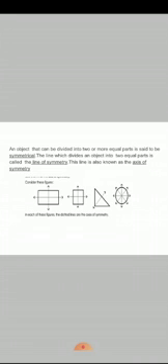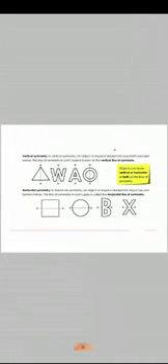See children, once again, the line which divides an object into two equal parts is called a line of symmetry. Here the line is dividing the square into two equal parts. That line is called the line of symmetry, and it is also known as the axis of symmetry. Is it clear, children?